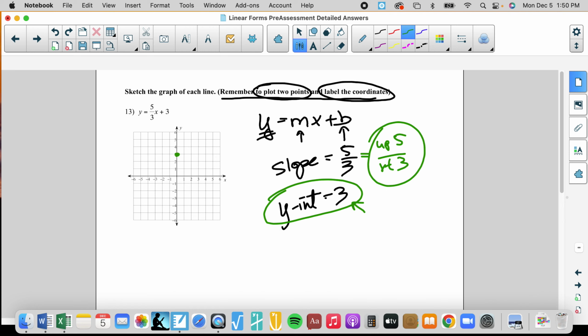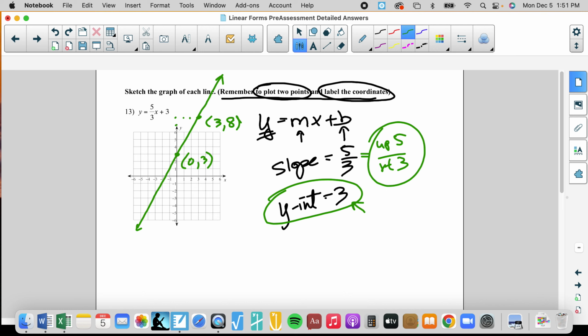And now I'm going to use my slope. Up 5. 1, 2, 3, 4, 5. Right 3. 1, 2, 3. So there's my second point. I'm going to make a line. I'm going to draw arrows. And then I'm going to label my points. 0 for x, 3 for y. And this point is going to be 3, 8. 3 on the x, 8 on the y.